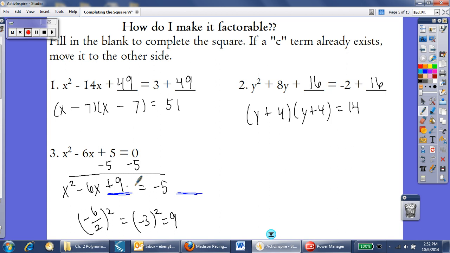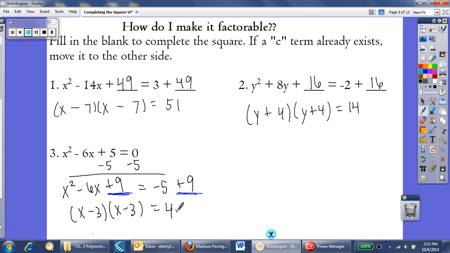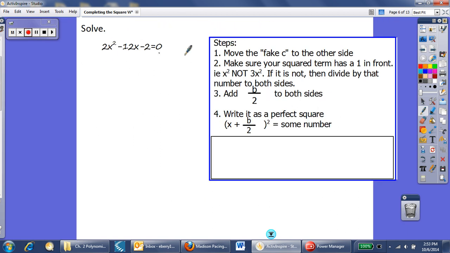So I need to add 9 to both sides. And it always ends up being a perfect square. Writing this in parentheses, I get x minus 3, x minus 3 equals negative 5 plus 9 is 4. And again, we're going to finish this tomorrow, learning how to solve it. Let's go ahead and try a couple more together. I've put steps here. Make sure you're copying these steps into your notebook.